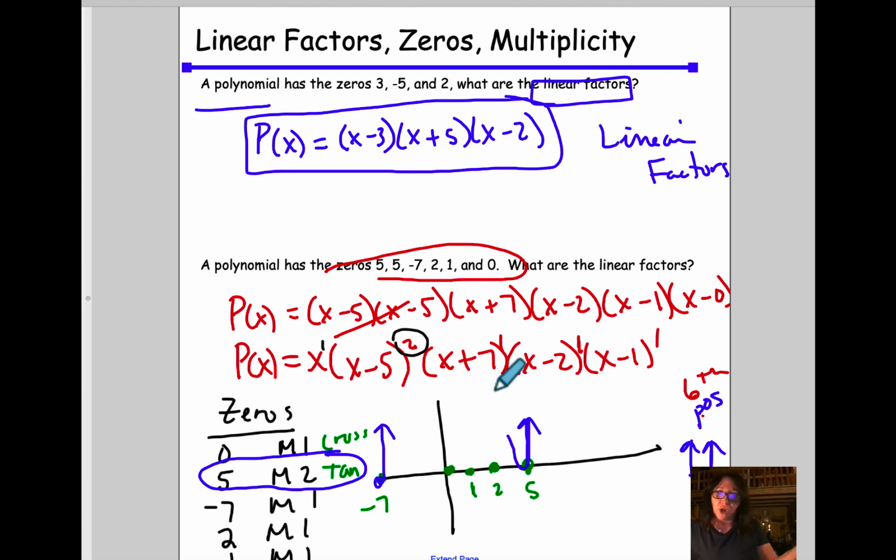I'm not sure how far it could go, super high or not. We don't care about that. It's just going to kind of come through, it's going to go through, it's going to go through, and then it's going to go through. Because all of these multiplicities are odd. And if it's an odd multiplicity, meaning there's only one of those zeros, that's an odd multiplicity, and it's going to go right through.